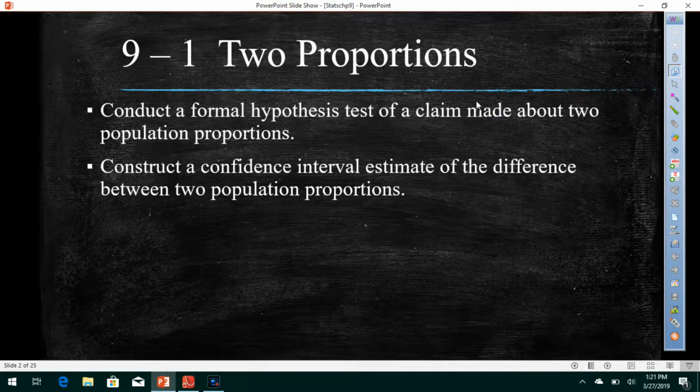Statistics Lesson 9-1, Two Proportions. Two objectives. Number 1, conduct a formal hypothesis test of a claim made about two population proportions. Number 2, construct a confidence interval estimate of the difference between two population proportions.